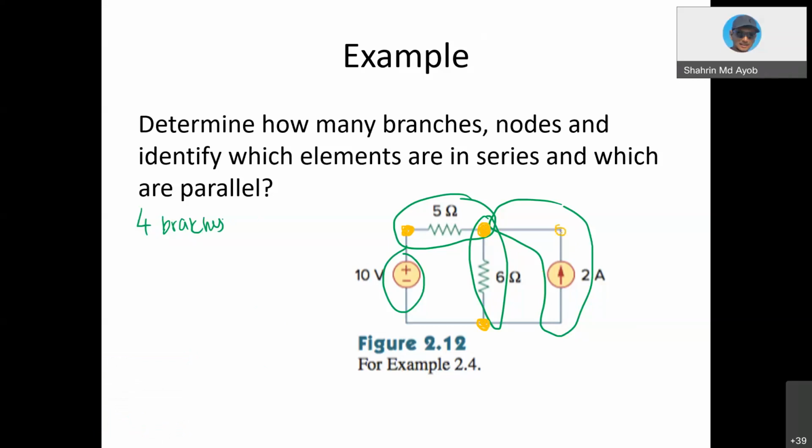This is not a node, okay? This one is not a node because there is no element here. So this is still considered as one branch, one node. So we have only 3 nodes. Okay, and then identify which elements are in series.